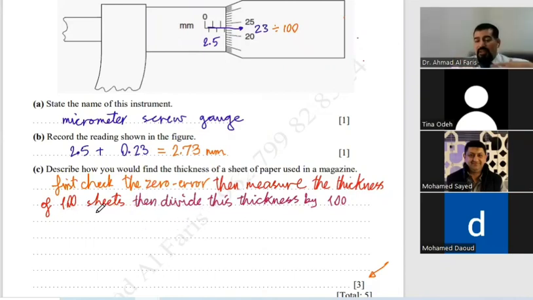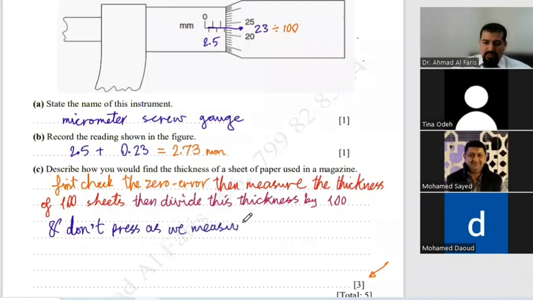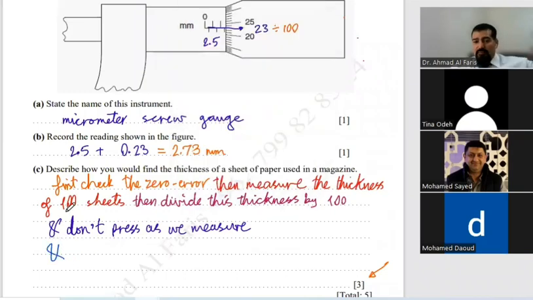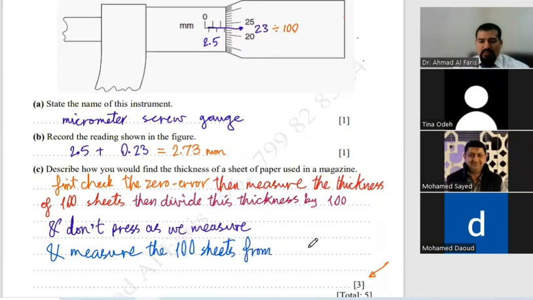If I need to measure the 100 sheets of paper, I do not need to press. Don't press as we measure. Or you can say also, measure from different positions. That's another extra mark. Measure the 100 sheets from 2 different positions and find the mean. Then you divide by 100. Measure the 100 sheets from different positions.